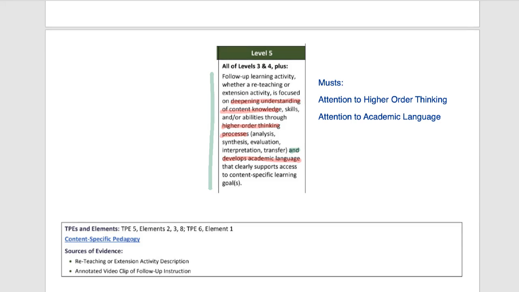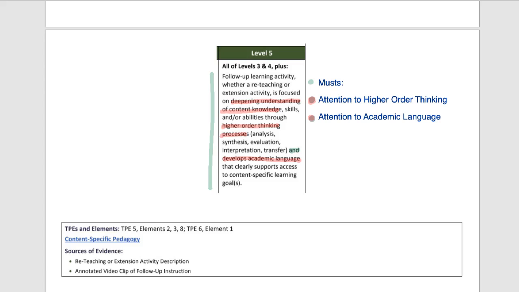The musts: you have to have attention to higher order thinking in your reteaching or extension activity, and you need to have attention to academic language in your reteaching or extension activity. So the move from level 4 to level 5 is not great in this one. You just have to make sure that these two things are evident.